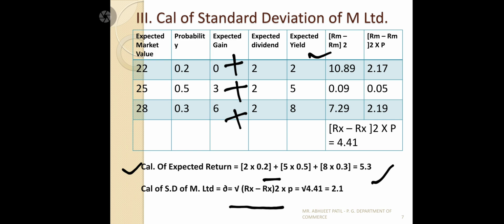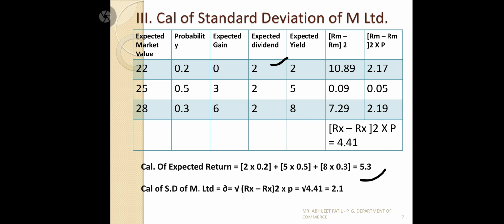The expected return is 5.3, so actual return 2 minus 5.3 squared gives 10.89, next 5 minus 5.3 squared gives 0.09, 8 minus 5.3 gives 7.29. You just subtract and square it, so you get 10.89, 0.09, 7.29. This is the actual return minus the expected return we calculated.